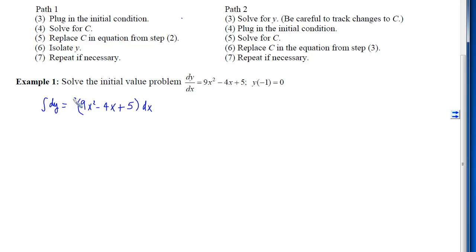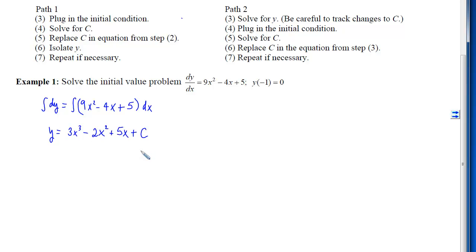Now in step 2, I'm going to integrate both sides. When I do that, I ask myself, what did I take the derivative of with respect to y that gave me a 1? And the answer is a y. On the other side, we'll ask, what did I take the derivative of with respect to x that gave me this? So the antiderivative of that would be 9x cubed over 3, or 3x cubed, minus 4x squared over 2, or 2x squared, plus 5x, plus a random constant.